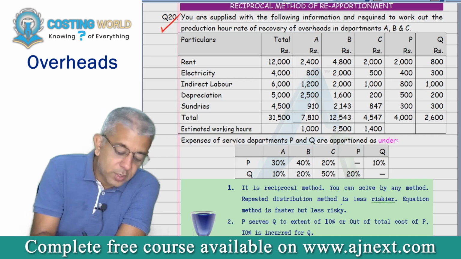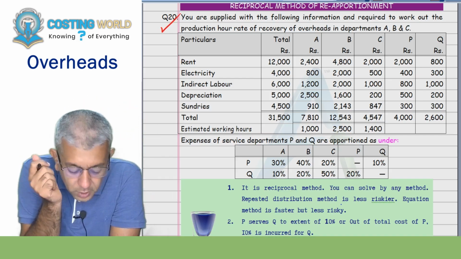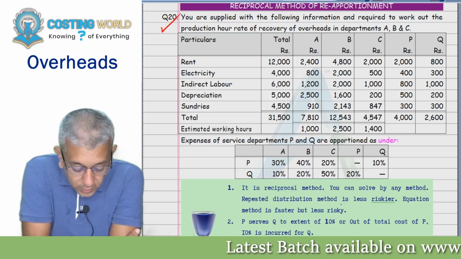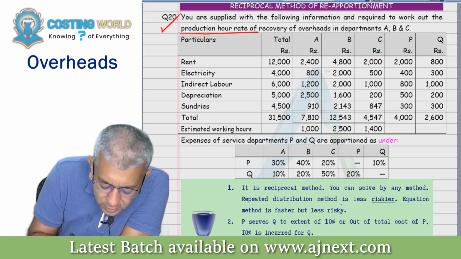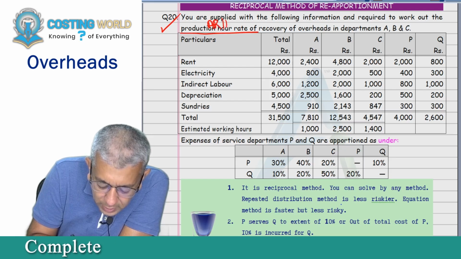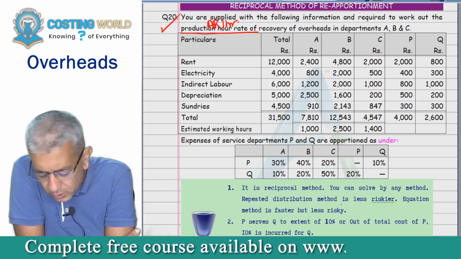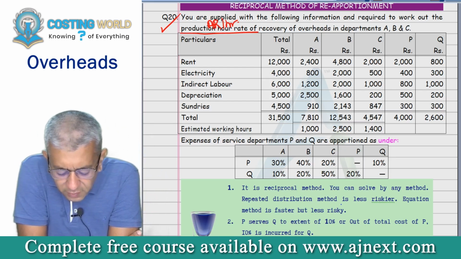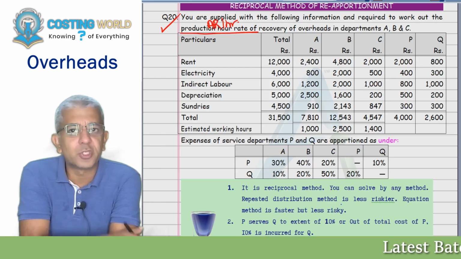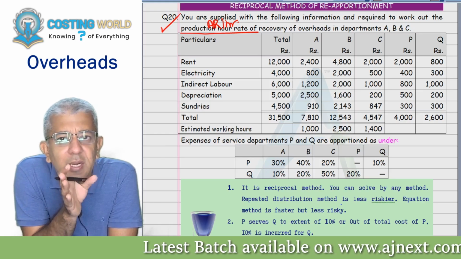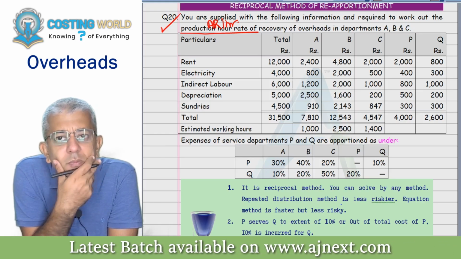We are doing a question on reciprocal method now. Okay. You are supplied with the following information and required to work out the production hour rates. So we have to work out production hour rates means absorption rate per hour. Machine hour or labor hour, that I am not aware, of recovery of overheads in the department ABC. Can we say if we have to work out absorption rates for the department ABC, that will mean that ABC are the production departments, no?